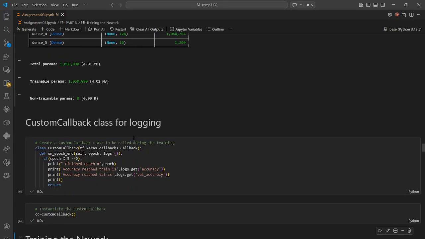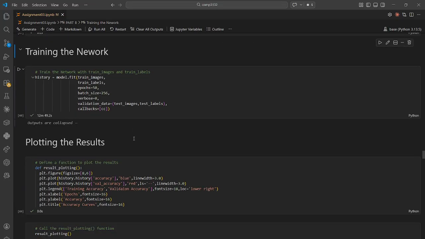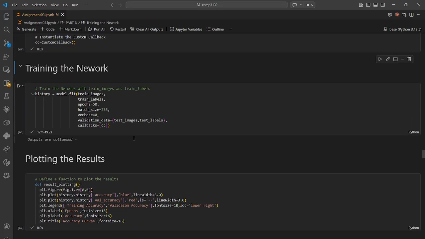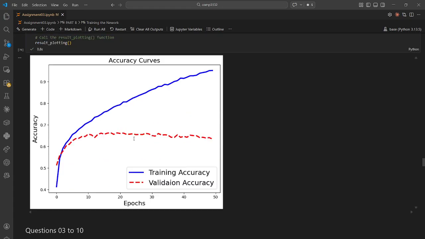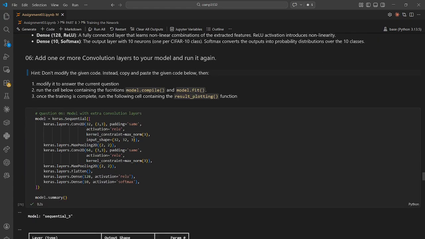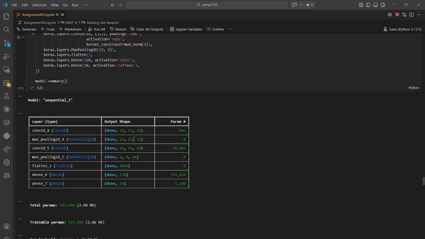So next we have the extra conv layer and the comparison of them. For question 6, I added a second Conv2D layer with 64 filters and another max pooling 2D layer. This model now has 7 layers instead of 5.